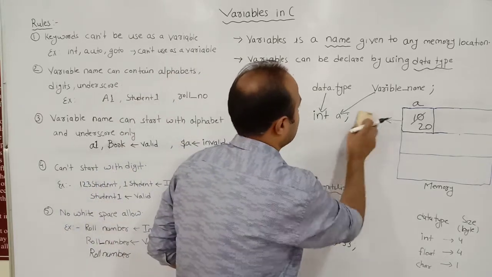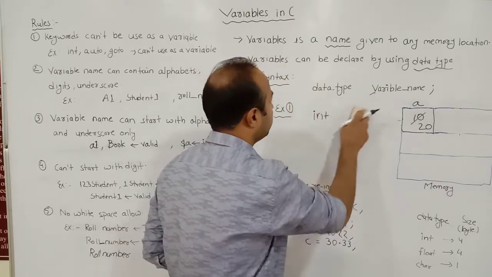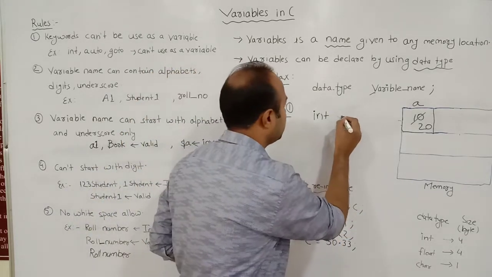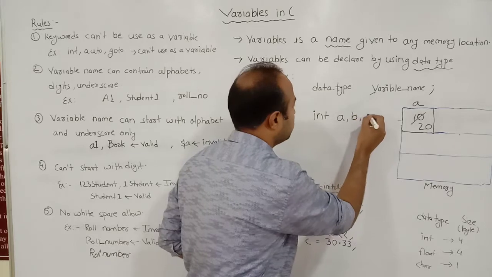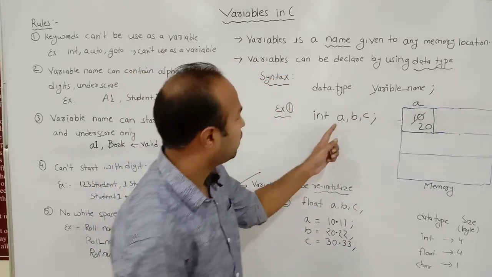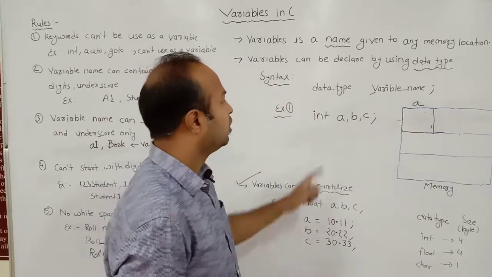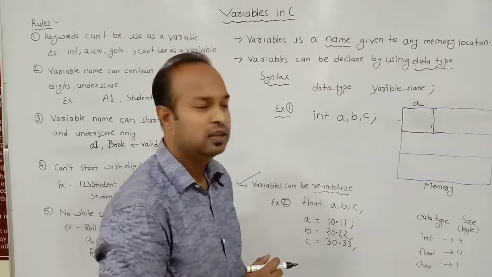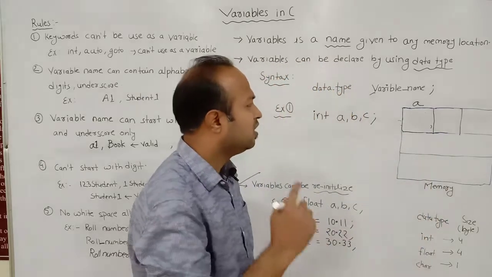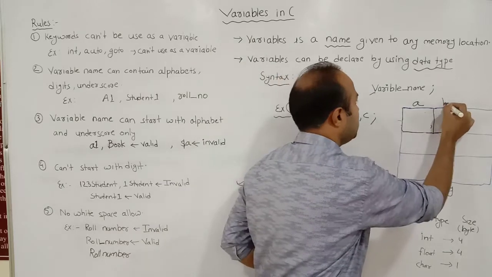And the next question is, can we declare more than one variable at a time? The answer is yes, we can declare more than one variable at a time. So here we have declared 3 variables, and the names of the variables are a, b and c. Therefore, 3 memory blocks will be occupied in memory: first block, second block and third block. And the names of the locations will be a, b and c.